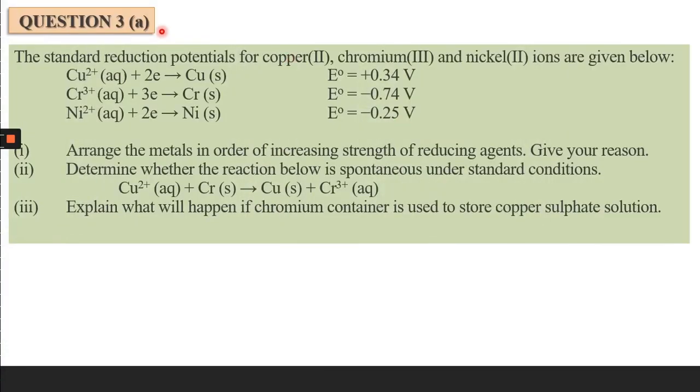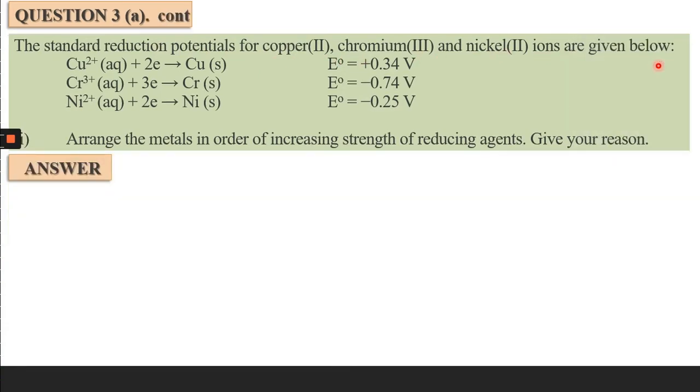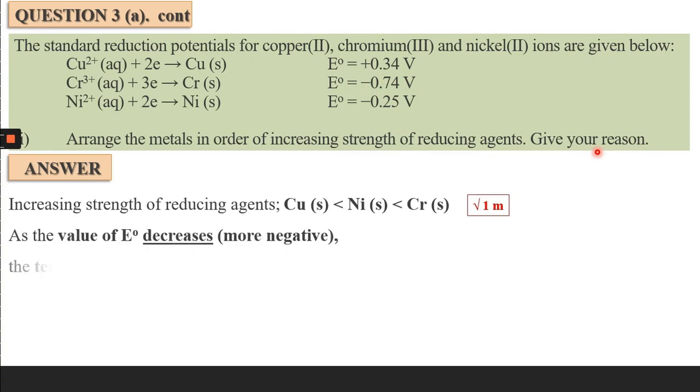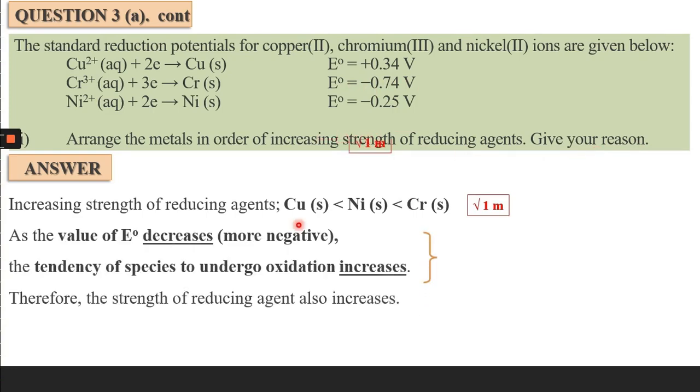Question number 3A. The standard reduction potentials for copper, chromium and nickel ions are given below. Question 1. Arrange the metals in order of increasing strength of reducing agents and give your reason. In order to solve this question, students need to know that the strength of reducing agents depends on the value of the E naught. If the value of E naught gets more negative or decreases, the tendency of the species to undergo oxidation increases.